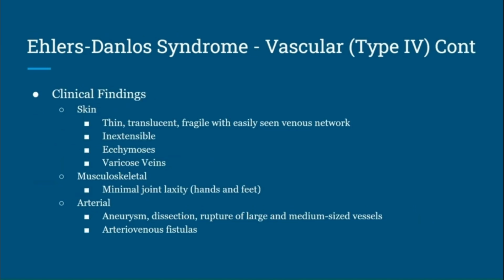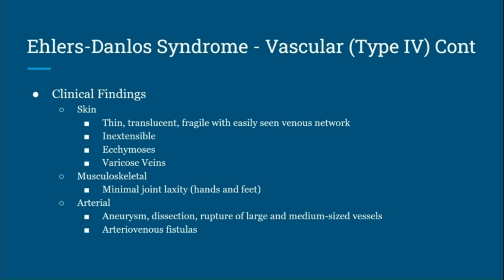But the skin findings here are important because you can sometimes diagnose these kids from the skin findings or their overall appearance. So it's just something to be aware of. Thin, translucent, fragile skin. You can easily see the veins. Inextensible, so it doesn't stretch. Bruising present, varicosities present. You might have some joint laxity here or there.